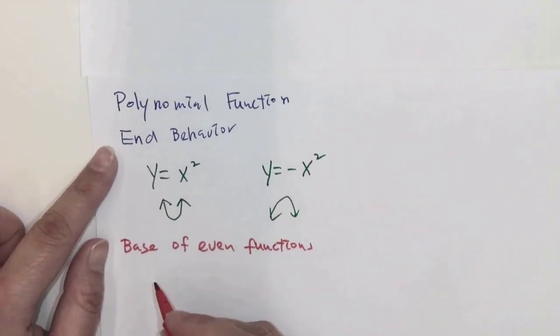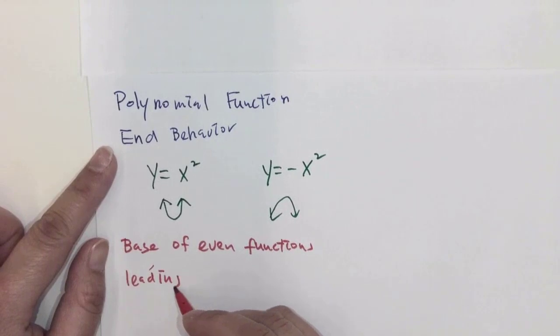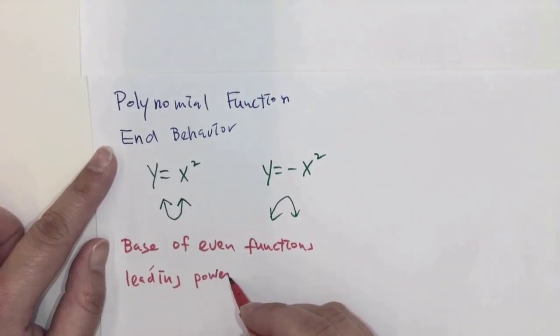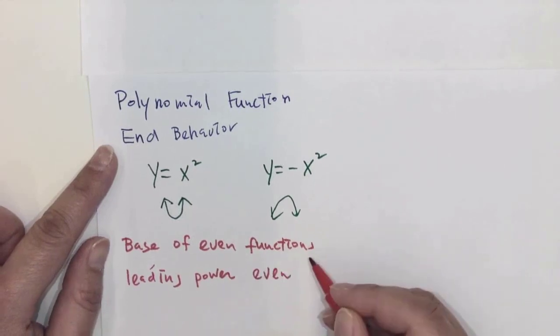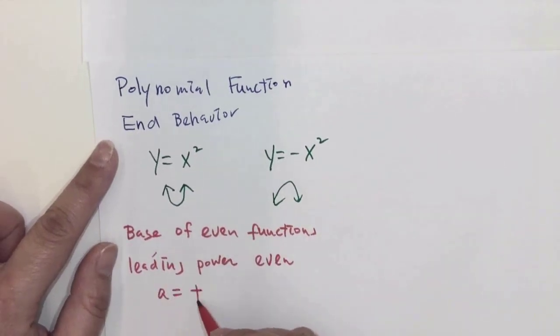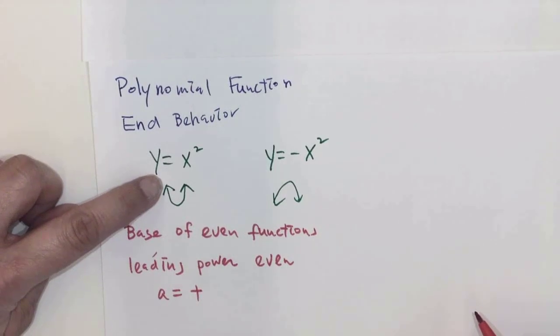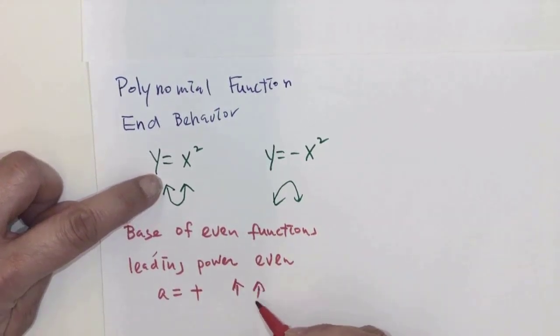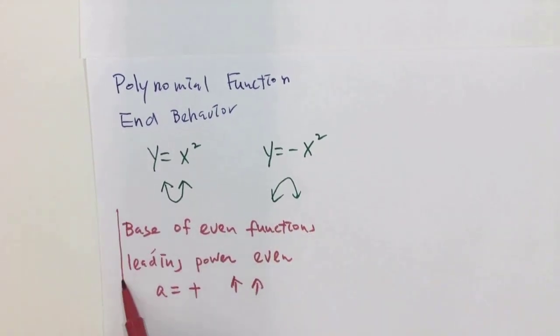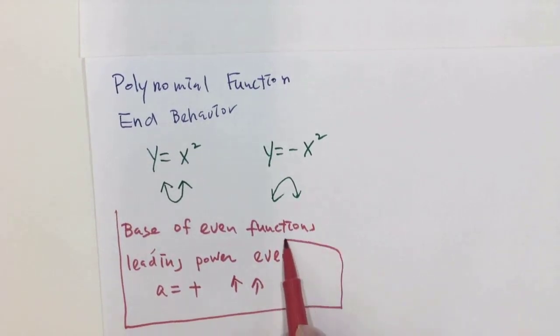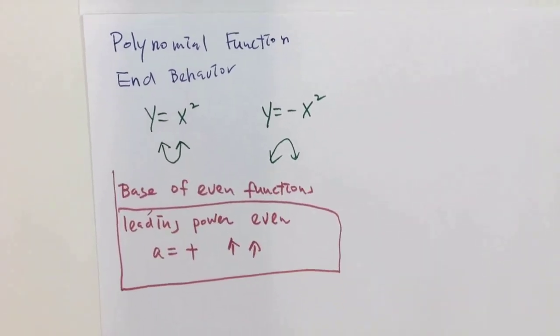In general, if your leading power is even, so even leading power, if your a is positive, it's going to look like the first one, with both sides up, like that. So even leading power, a positive, both sides up.